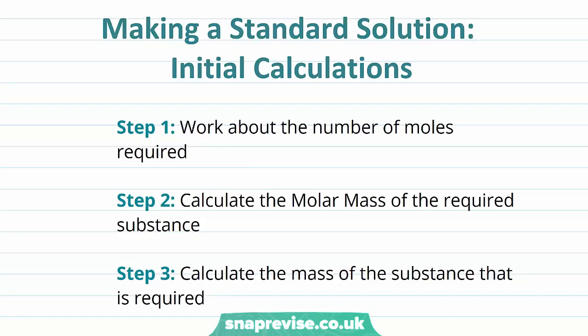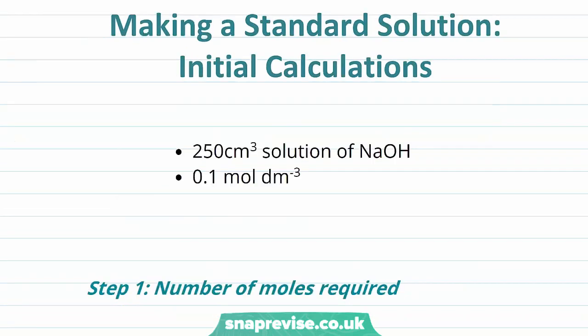The first step is to work out the number of moles required. That's the number of moles of our solute required. We then calculate the molar mass of the required substance, and we can calculate the mass of the substance that is required. That's the mass we're going to weigh out. So let's have a look at a worked example so you can really understand these initial calculations.